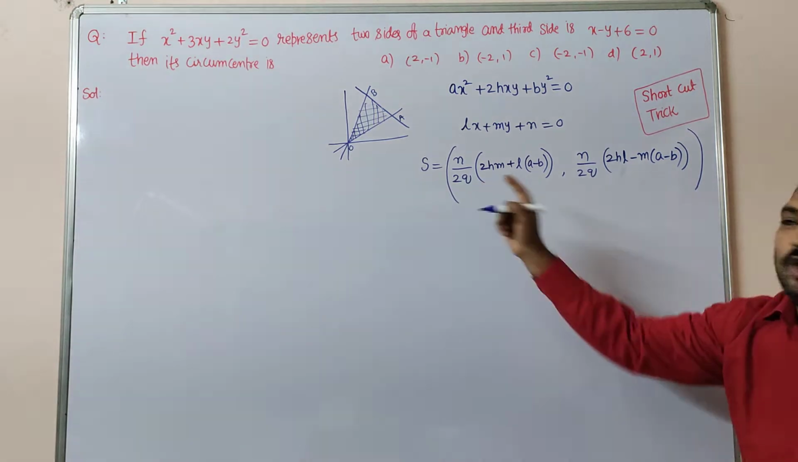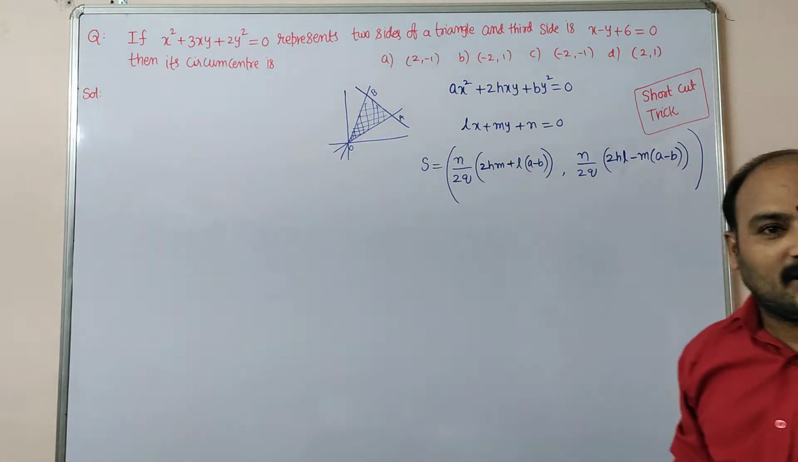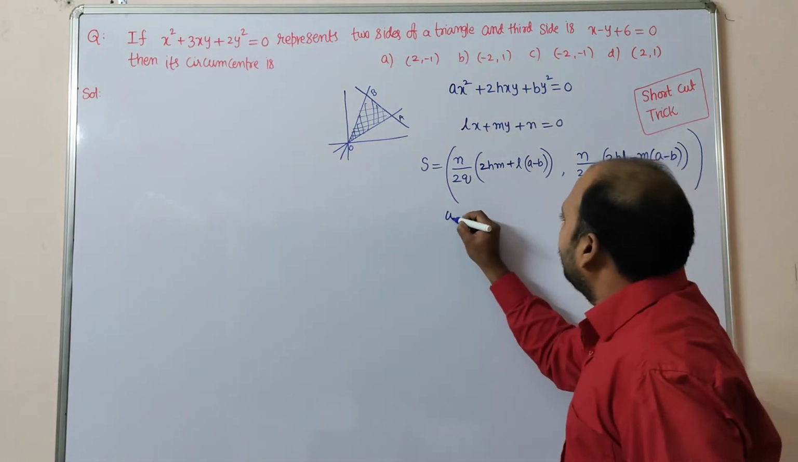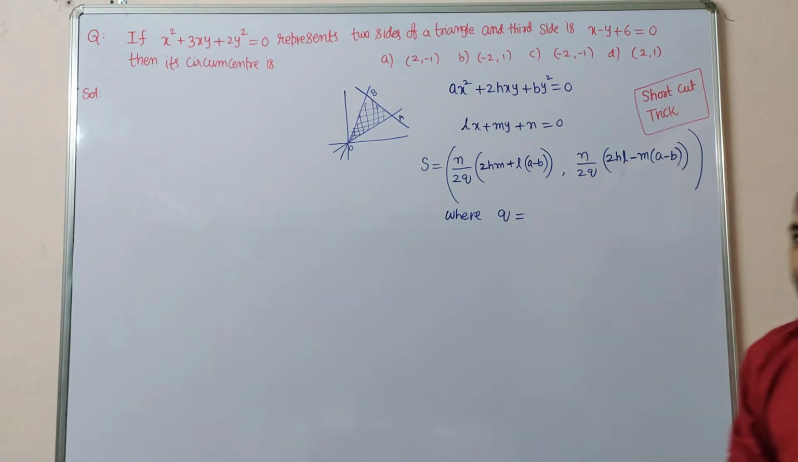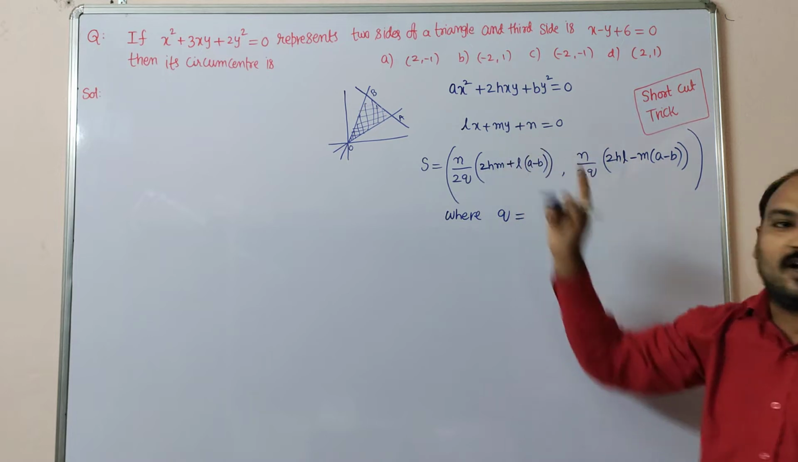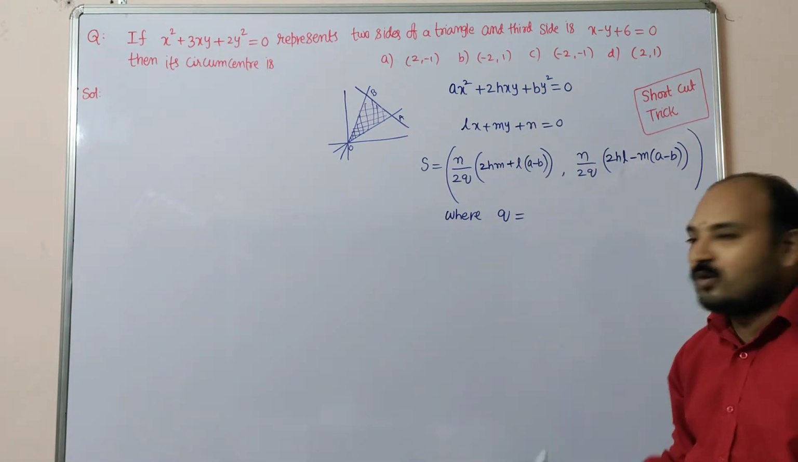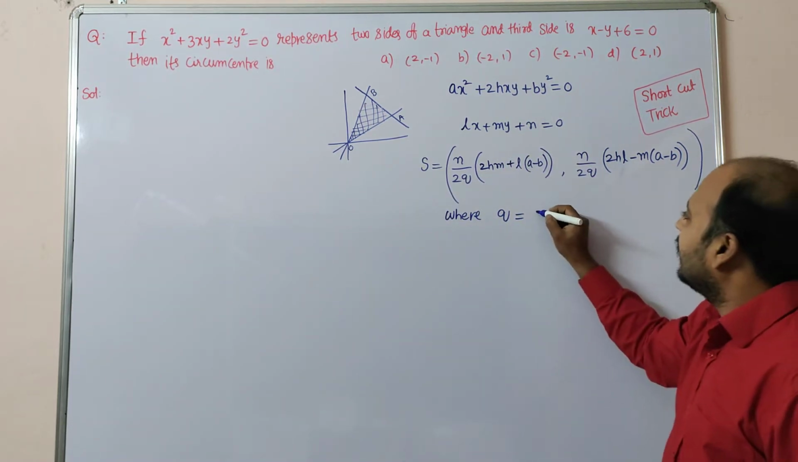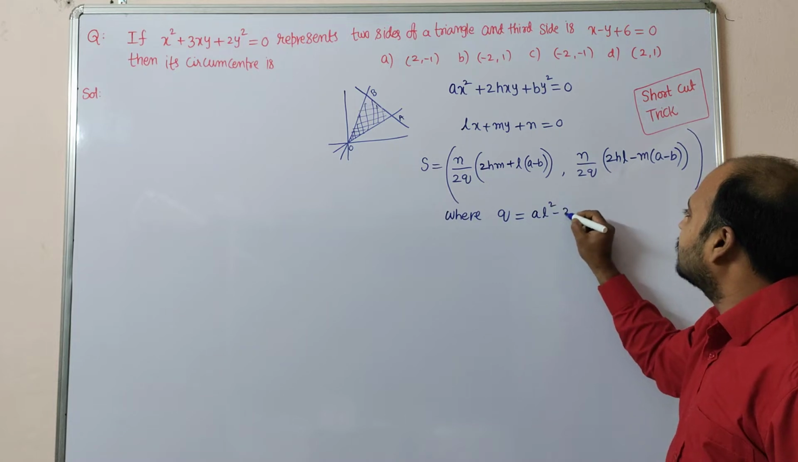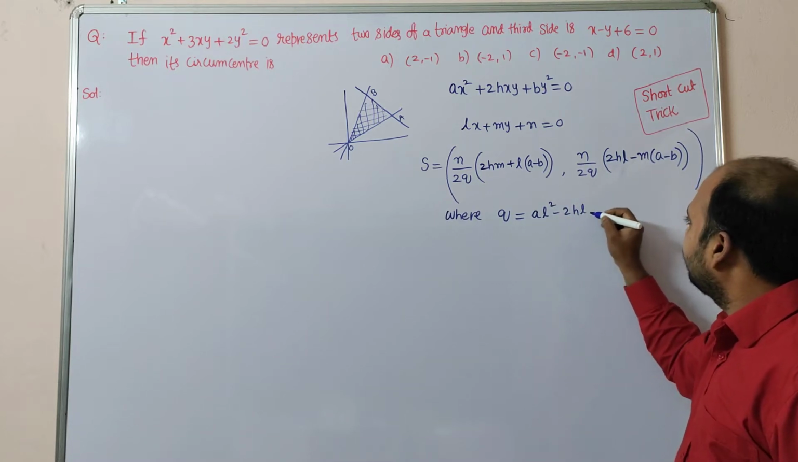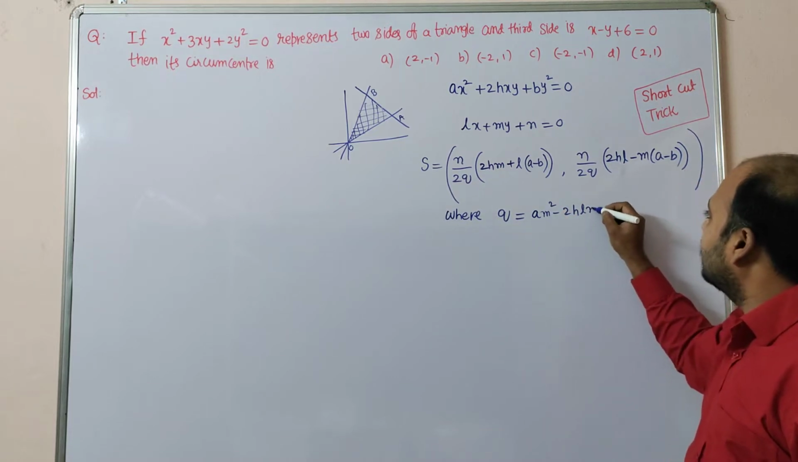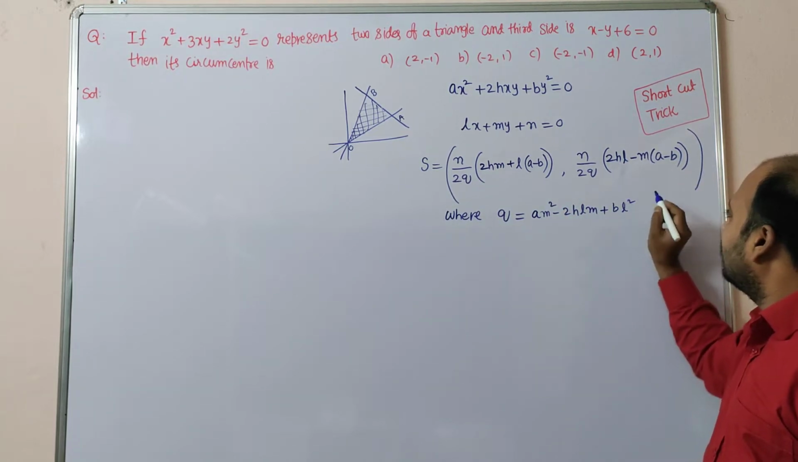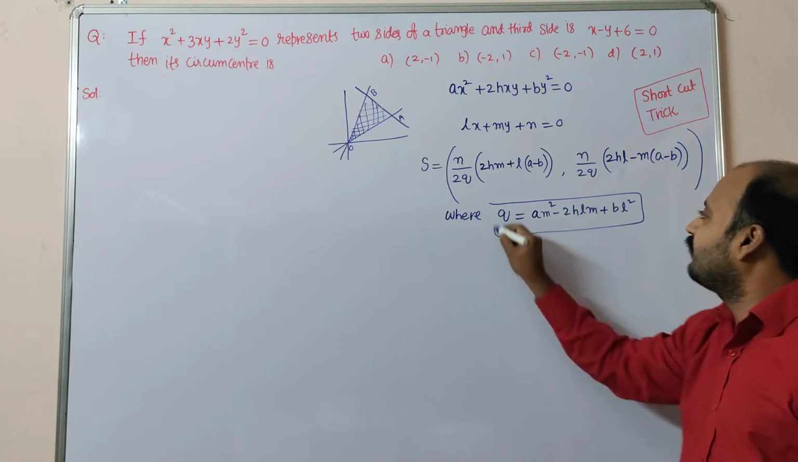Sir, what about the q value? Q is nowhere there yet, that I am going to write. Q is equal to the denominator related to the area of the triangle formed by this pair of lines and the line. That value is called Q. Q equals al square minus 2hlm plus bl square... specifically, al square minus 2hlm plus bm square. This is the value of Q.